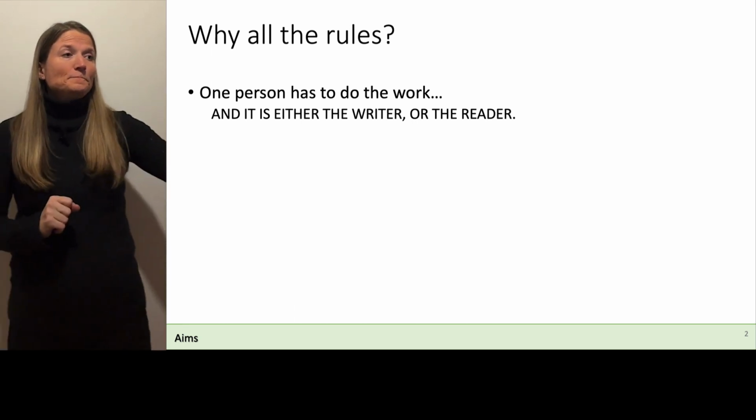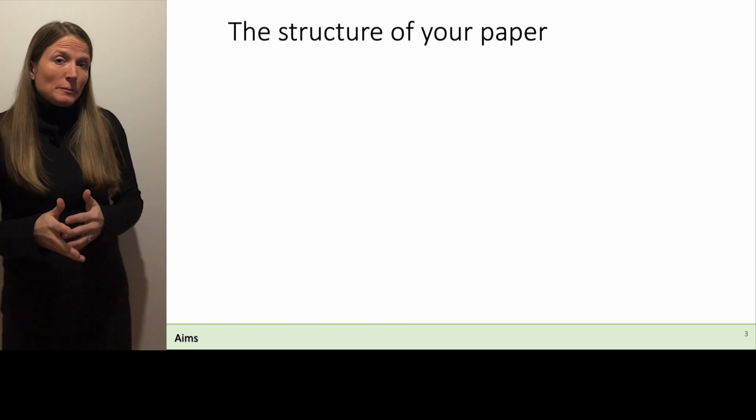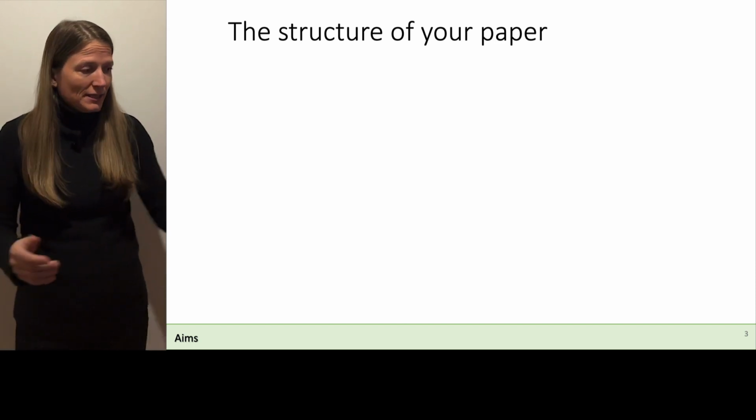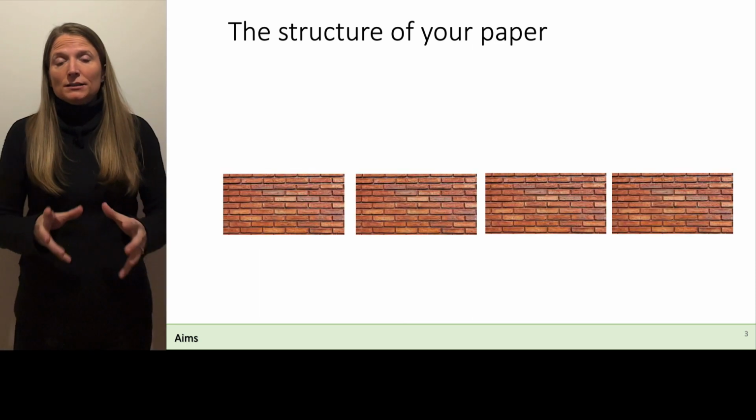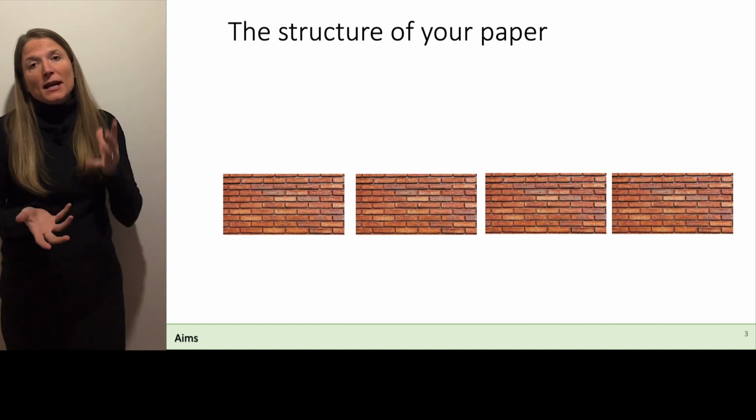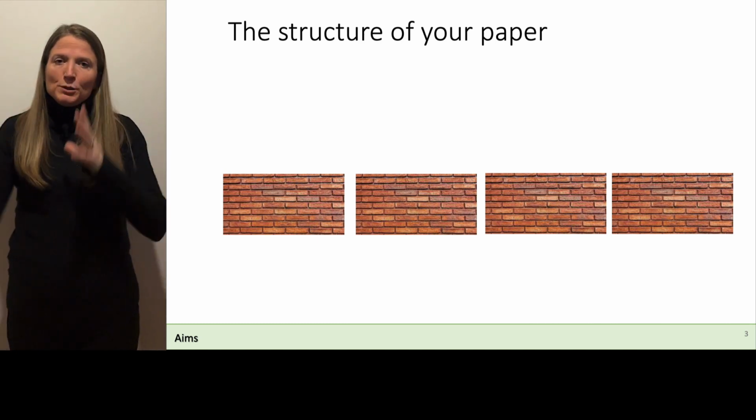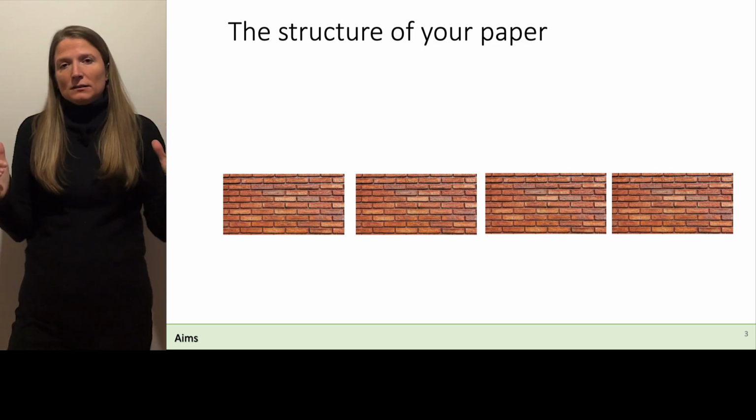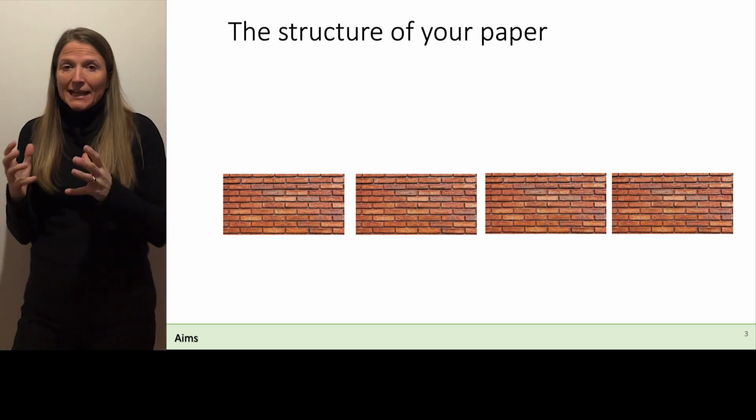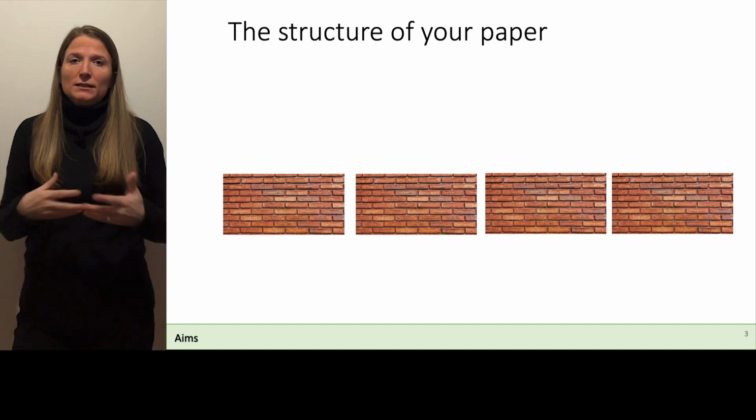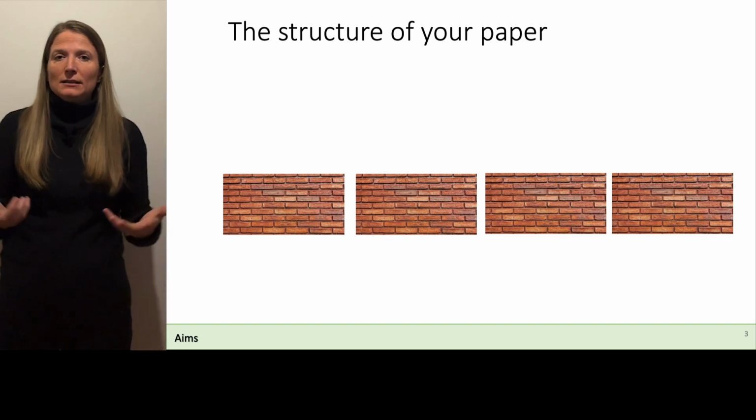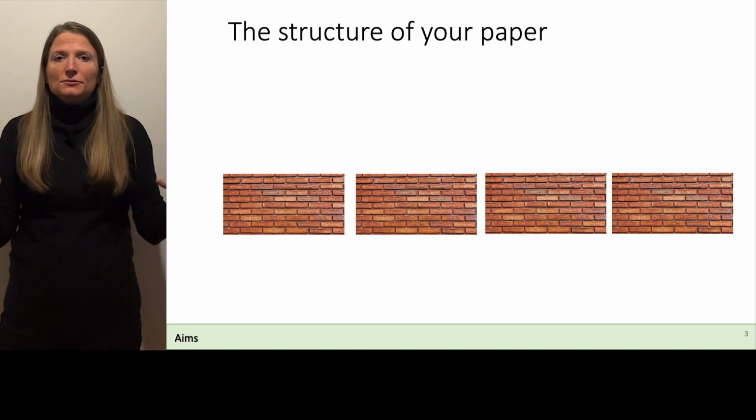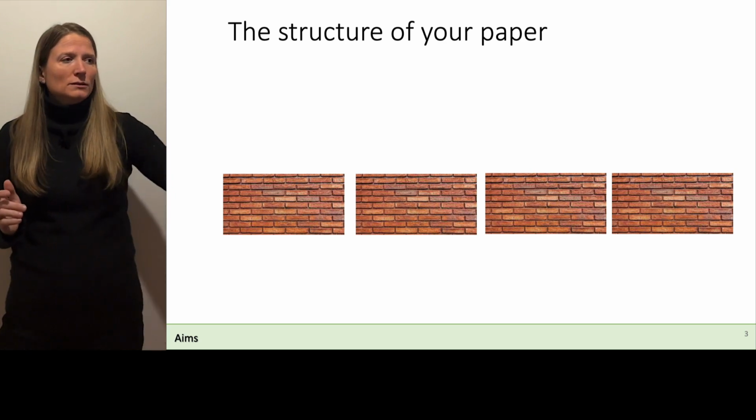Okay. The structure of your paper is really the structure of any paper. You start with your results. That's the main thing. The building blocks of your paper are your results. That's the data that you acquired, and that you present in figures. That's the main part of your paper and the most important.